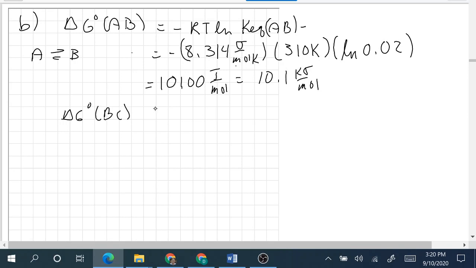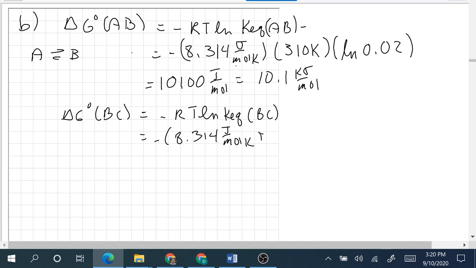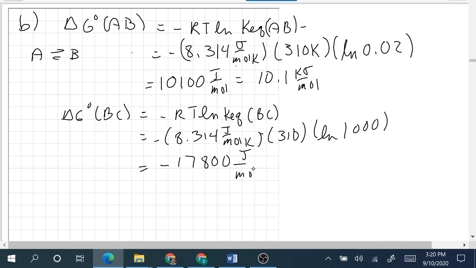Okay, so next we have delta G naught BC, which is equal to negative RT ln KEQ BC, which is equal to negative 8.314 joules per mole Kelvin times 310 times ln of 1,000, which is equal to negative 17,800 joules per mole, which is equal to negative 17.8 kilojoules per mole.